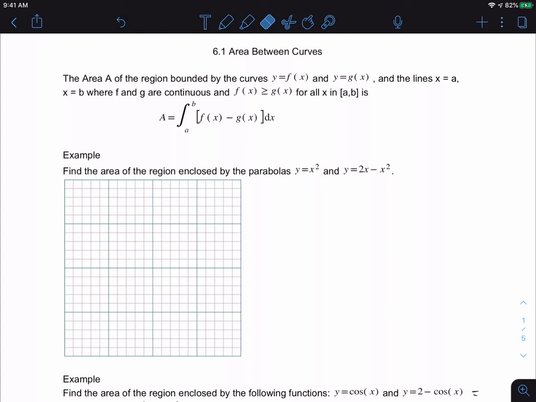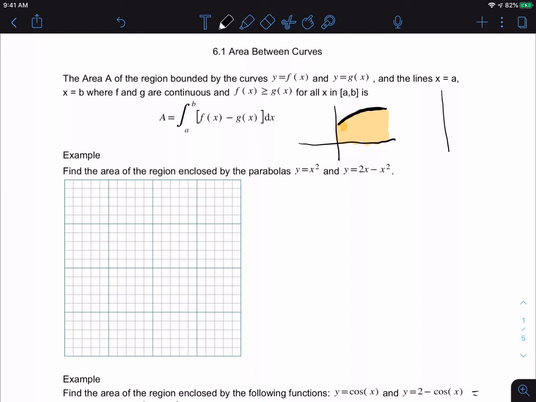So this theorem that they have up here, I'll show you what's going on with that to break it down. So let's say that we had a graph and we had a function that looked like this, right? Since it's on top, I'm going to call it the f of x function. And the area is going to be from there to the x-axis, correct?